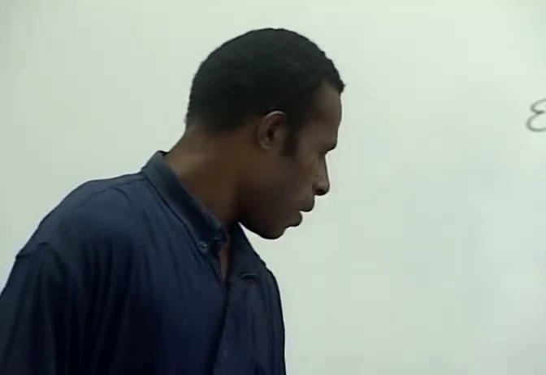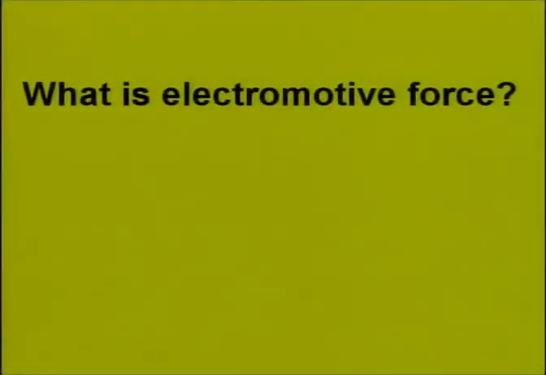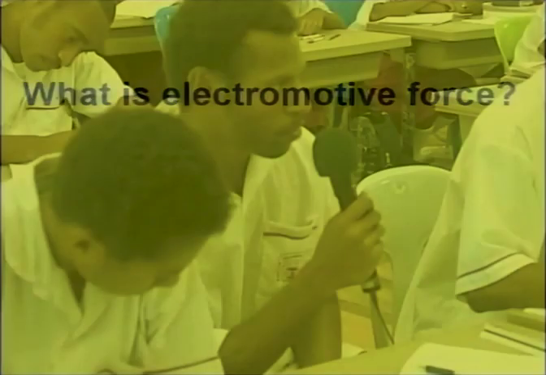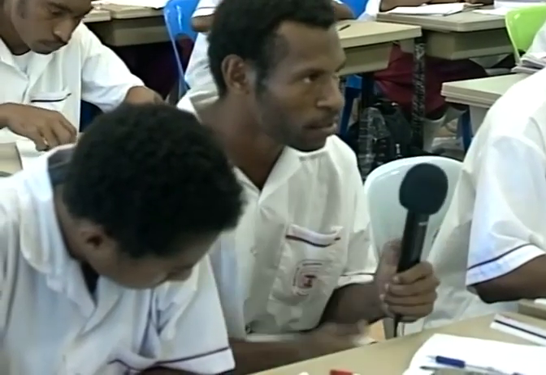Now, if you have to look at the force, you have defined the initial, which is E.m.f. But what is this electromotive force? Can somebody tell us what electromotive force is? Maima. Electromotive force is the current that goes around a circuit.